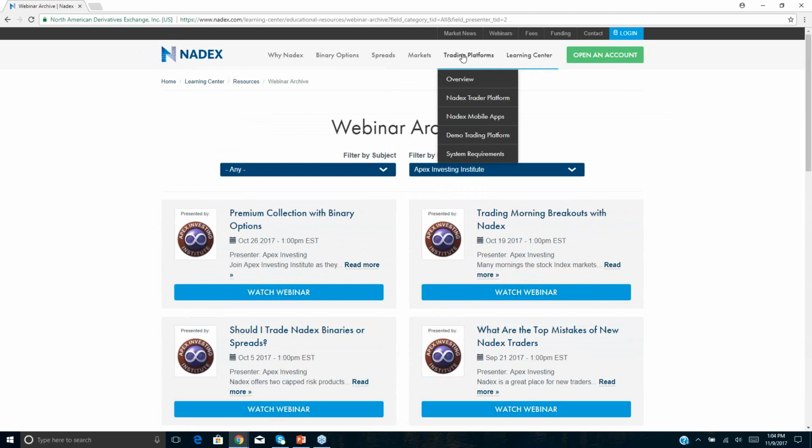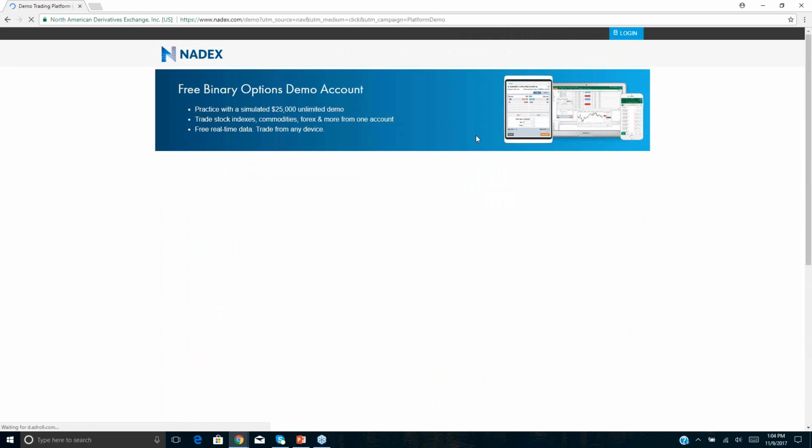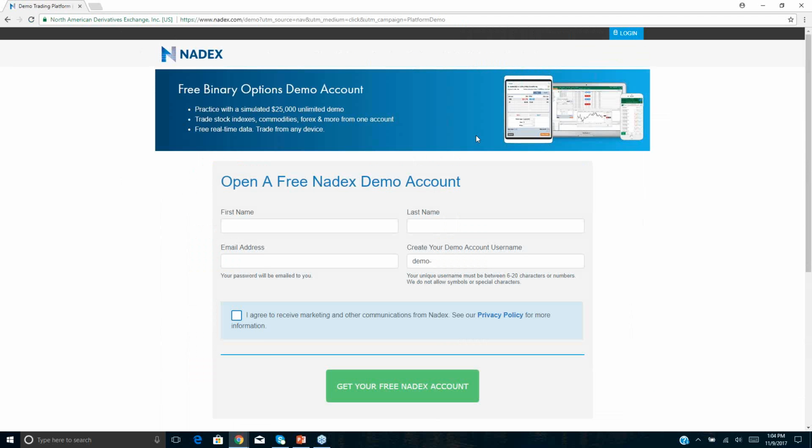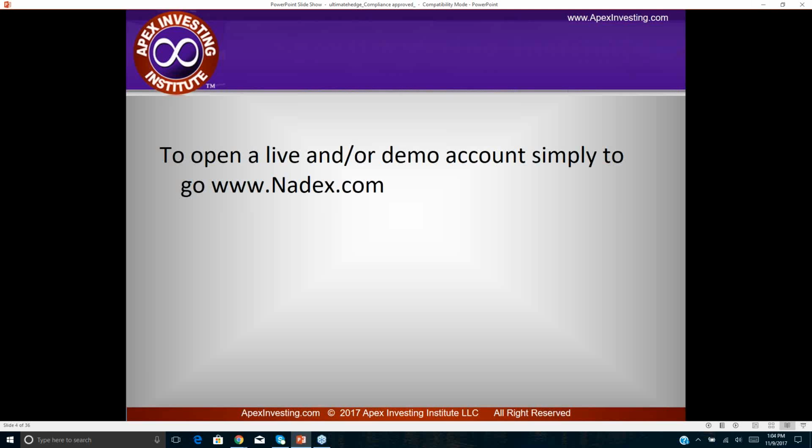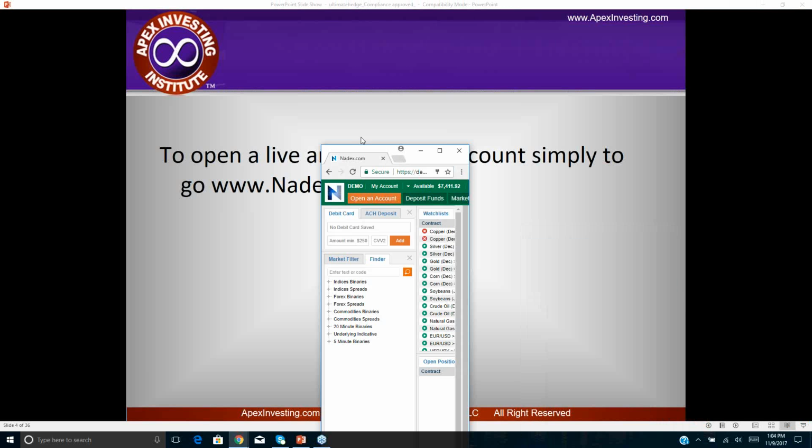Another great thing they offer right here under the trading platforms, you can go directly to the online Nadex platform. They've got a great mobile app for your Android phone. And then right here, demo trading platform. All right, you go to demo trading platform. Nadex will give you a free $25,000 demo account. All you have to do is fill out some quick information and hit submit. All right, in just a few moments, you will get an email with a temporary password, and you can log right into a Nadex demo account.